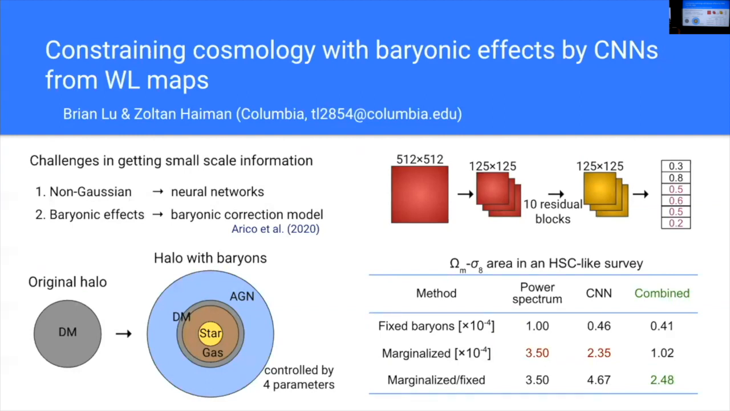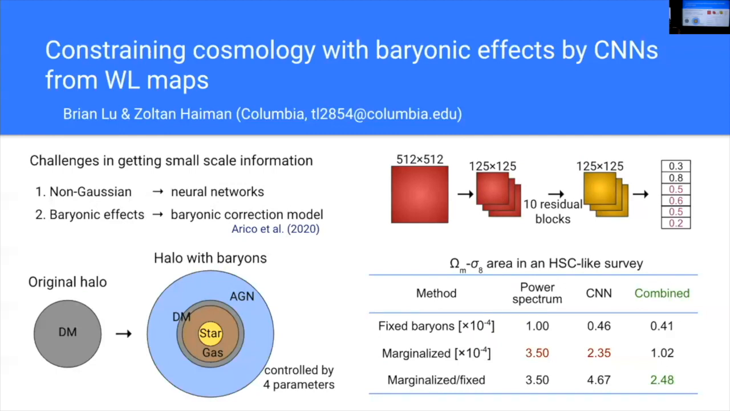Paco? So very nice work, Brian. Maybe I didn't understand. So combine, you mean power spectrum plus CNN? Yes, we just take power spectrum as a few numbers, few observables, and the predictions by CNN on the map as 6 observables, and just put them together and do a constraint and run an MCMC.